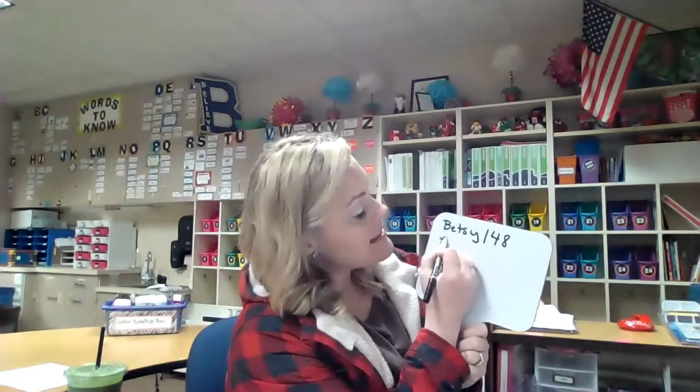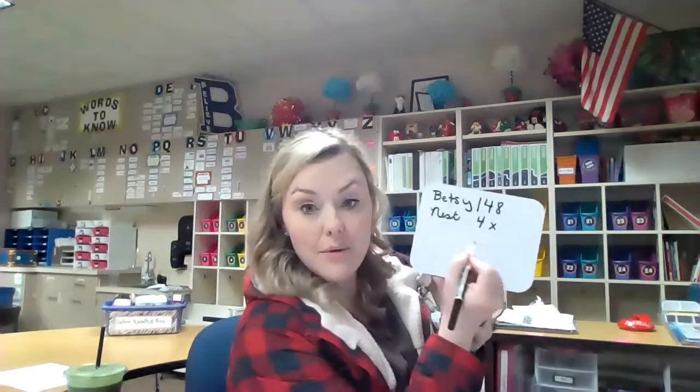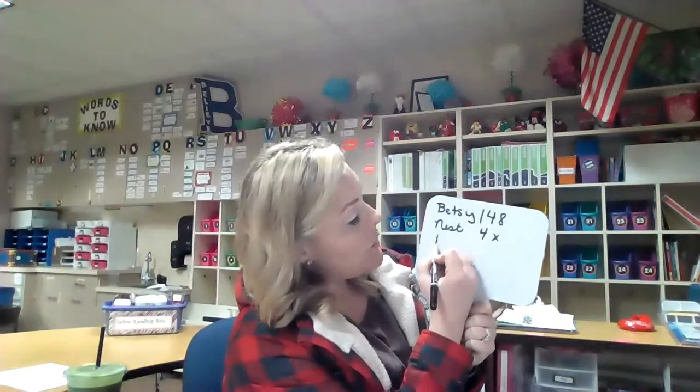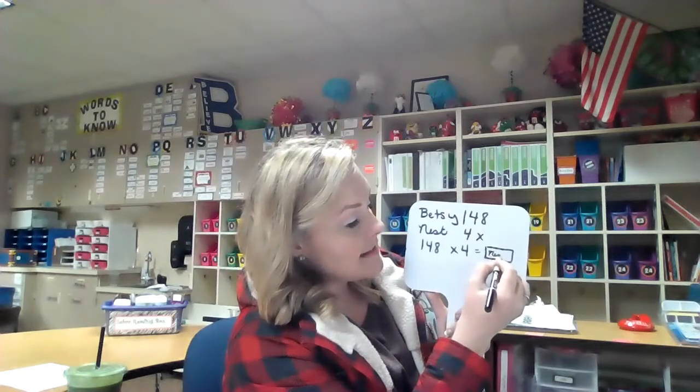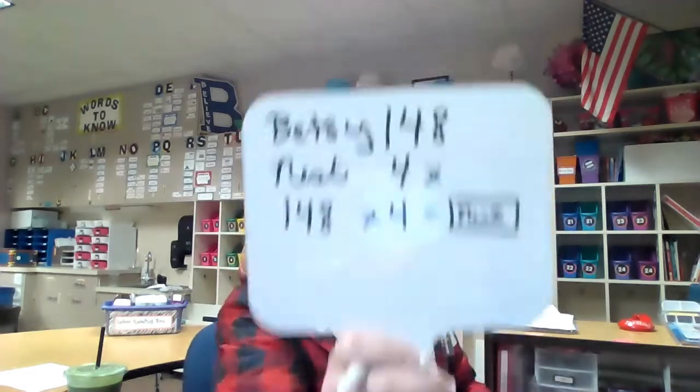And her nest is going to be 4 times as much as her. So if I'm going to write this out, I'm going to say 148 times 4 is equal to the mass of her nest. So that's how much the nest weighs.